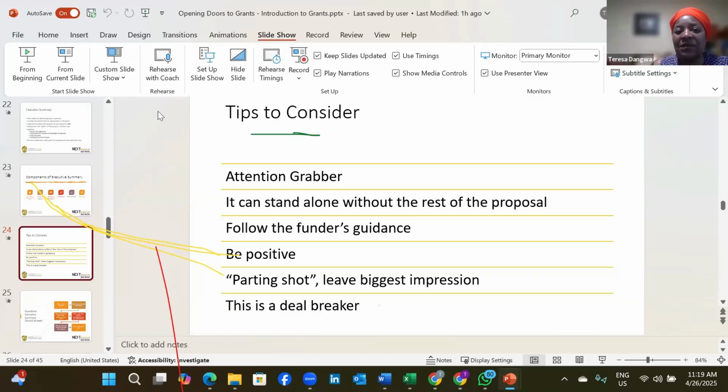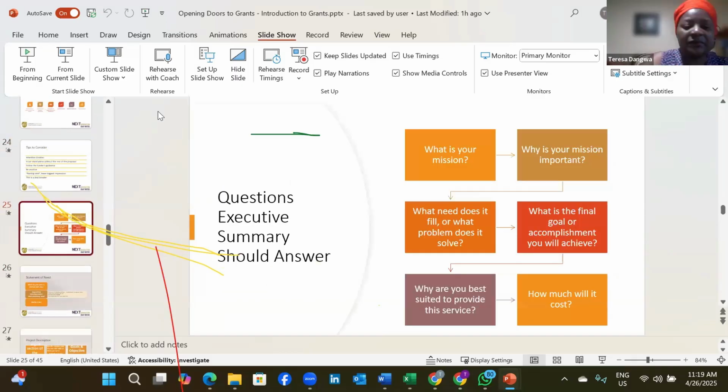So your executive summary is a deal breaker. If the executive summary is not written properly, that's it. It goes into the pile of maybe, maybe not. So what are the questions that the executive summary should answer? It should answer, what is your mission? Why is your mission important? What need does it fill? And what problem does it solve? What is the final goal or accomplishment you will achieve? Why are you the best suited to provide this service? How much will it cost? That's what it needs to address.